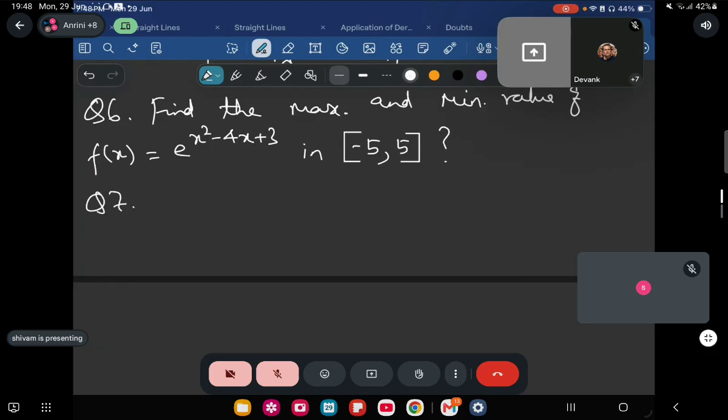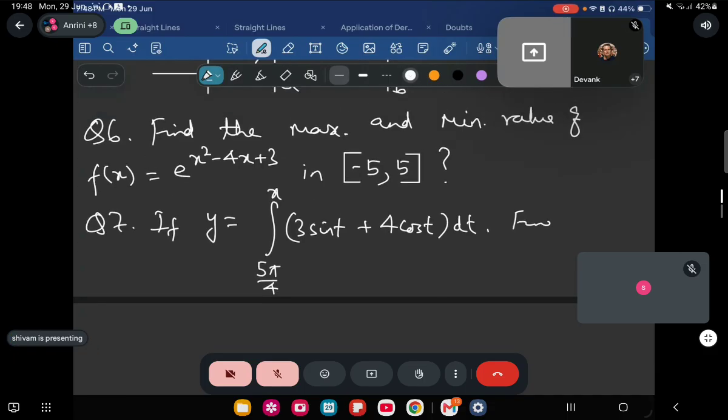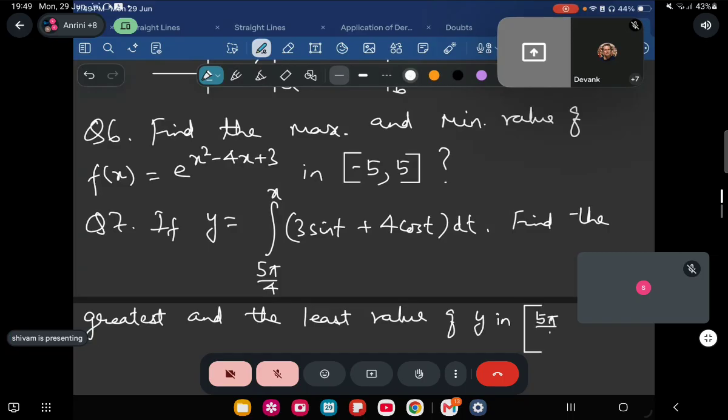Question number 7. If y is equal to integral from 5 pi by 4 to x of 3 sin t plus 4 cos t dt, find the greatest and the least value of y in 5 pi by 4 comma 4 pi by 3. Start solving, everyone.